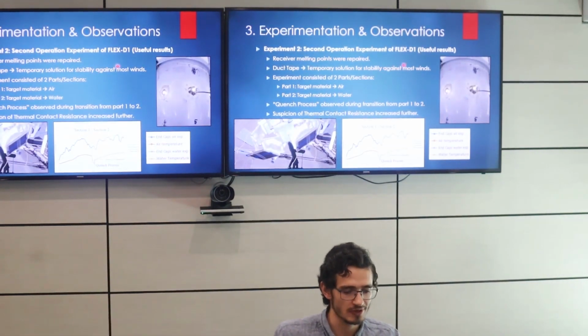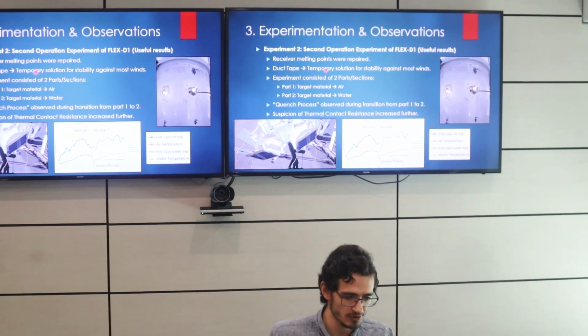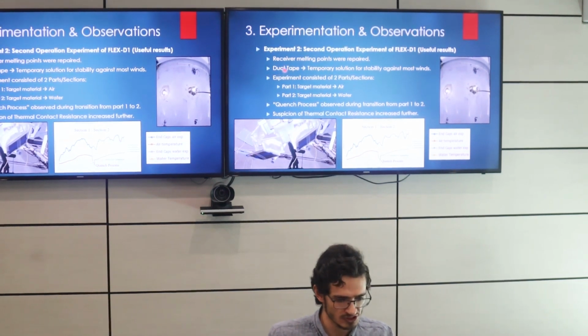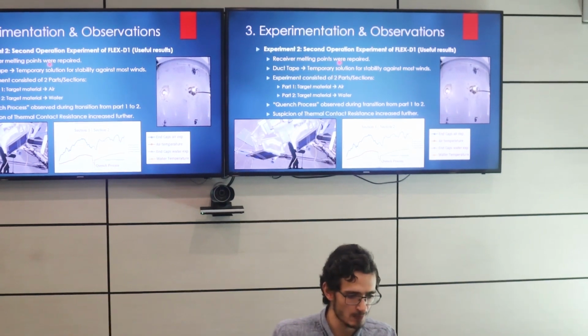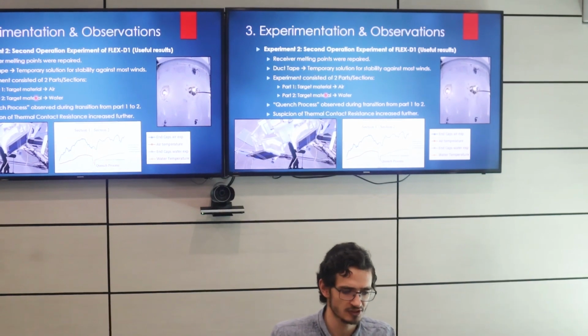Experiment 2 was then considered to actually yield useful results, where the receiver melting points were first repaired using the insulating perlite cement, while also using duct tape as a temporary solution for stability against the wind. This experiment then consisted of two parts or sections. Part 1, which used air, and Part 2, which used water as target materials.